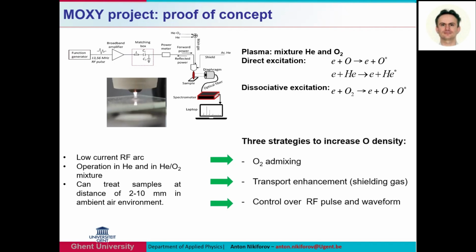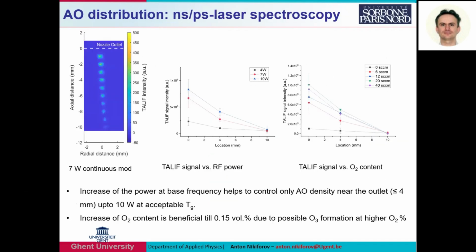There we have 3 strategies for increasing the amount of atomic oxygen. One of them, we can play with gas composition, basically by adding molecular oxygen. Second, we can enhance the transfer of atomic oxygen from plasma to the sample, for instance, with the use of shielding gas. And the last one, we also can control how much atomic oxygen is produced by playing with radio frequency pulses and also by tailoring the waveform of the radio frequency. All 3 strategies we are working on right now. I will show you a couple of examples of what we already achieved, and I will also show one of the case studies of the cleaning process.